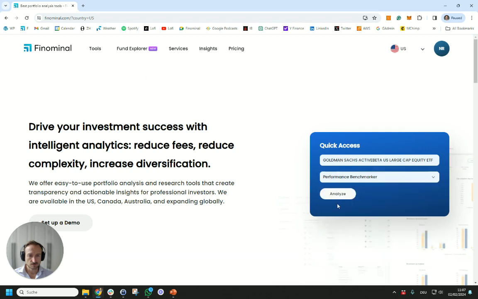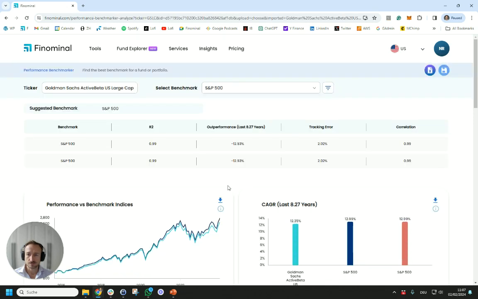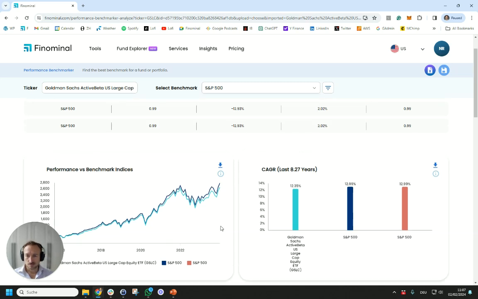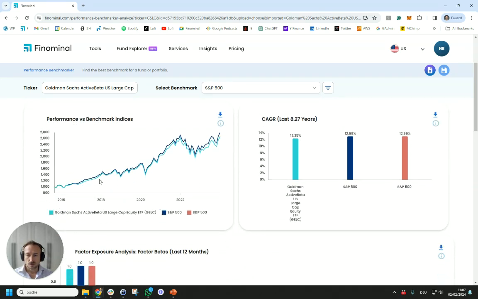We're going to use the performance benchmarker for that. So what we do see is the suggested benchmark is the S&P 100. We do see why, effectively because the R square is 0.99, which means that the product, which has large cap in its name, indeed is a large cap product, where the correct benchmark is the S&P 500. We also see that the performance since inception in 2016 was slightly lower than the S&P 500 index. So let's find out why.